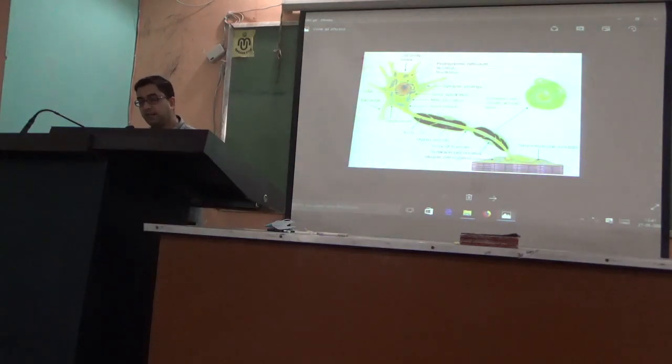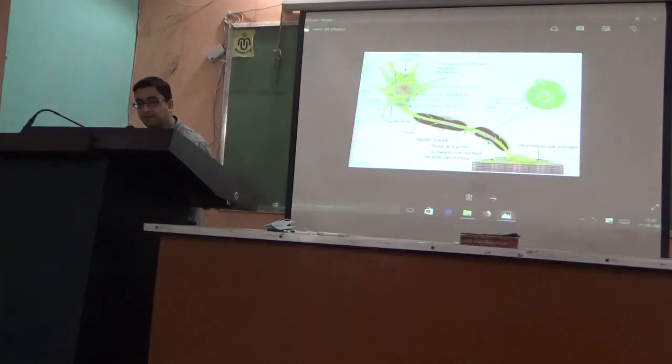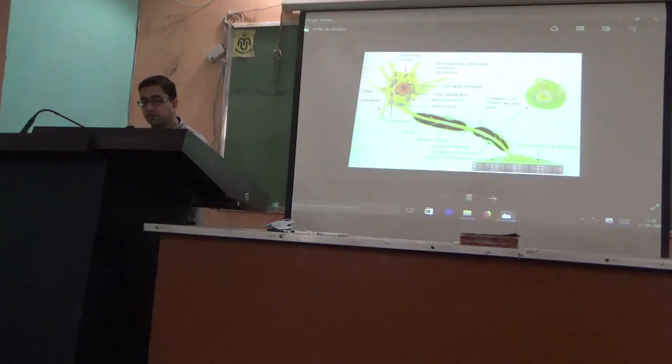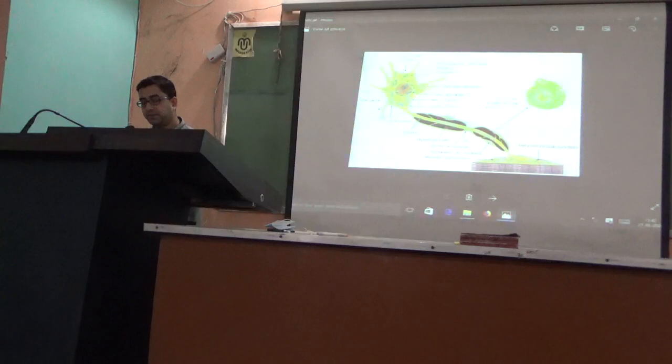You can clearly see here the Schwann cells being shown, then the Schwann cell nucleus, and then the myelin sheath. Then in between these myelin sheaths, there is a constricted area which is known as the node of Ranvier, which are the gaps between the myelinated nerve fibers. They act as insulation areas of Schwann cells. So these are called nodes of Ranvier.